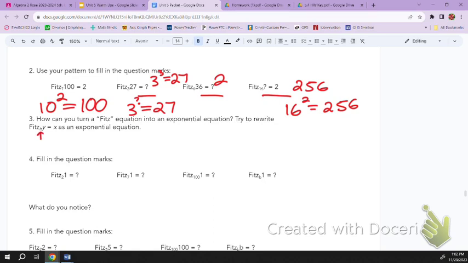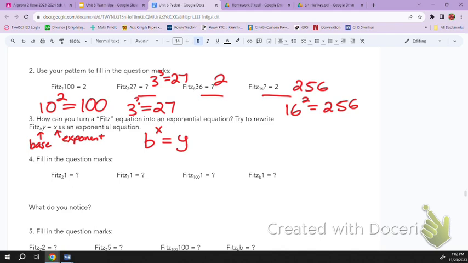Label this, please. B stands for base. X is your exponent. So when I rewrite my log function to an exponential equation, I'm going to have b to the power of x, and it's going to equal my y value. We're going to practice this. Okay, so b stands for base, x is our exponent, and whatever is in that log function is what it's going to be equal to.